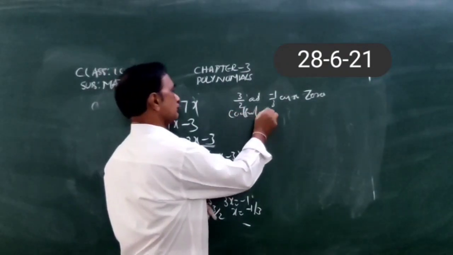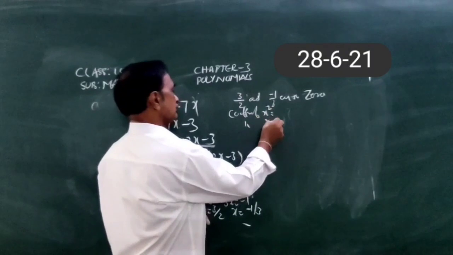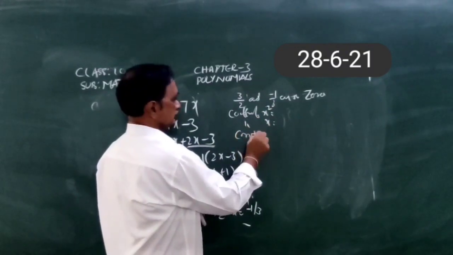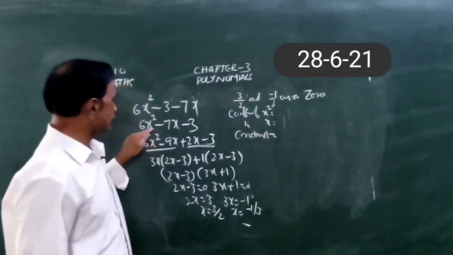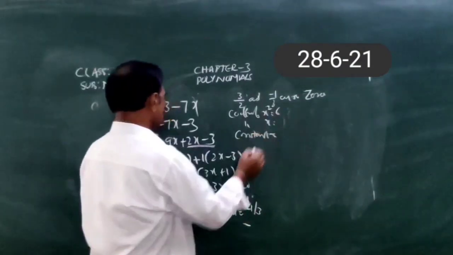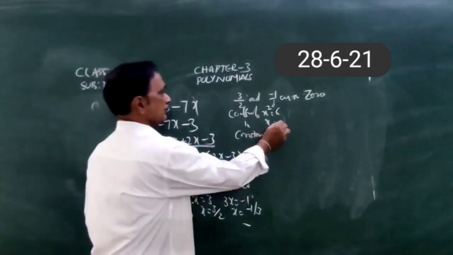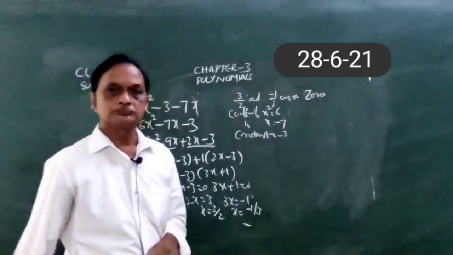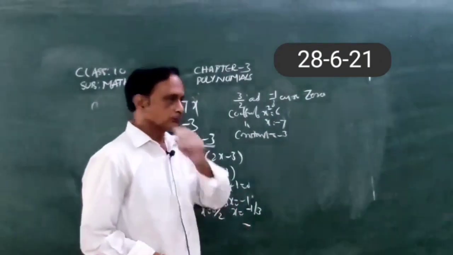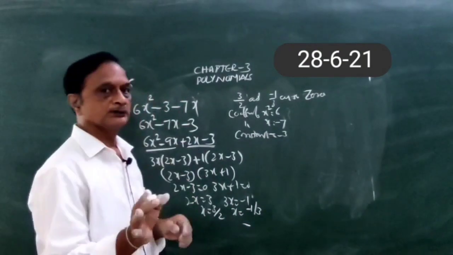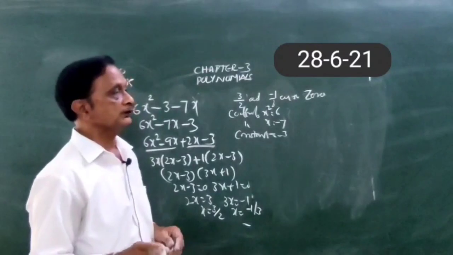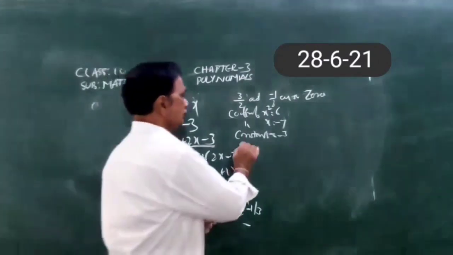Coefficient of x square, coefficient of x, and the constant. What is the coefficient of x square here? 6. Coefficient of x is minus 7. Constant is minus 3. And you know how to verify. So we are verifying now. We are not finding the zeros, we are finding the sum of the zeros and the product of the zeros.